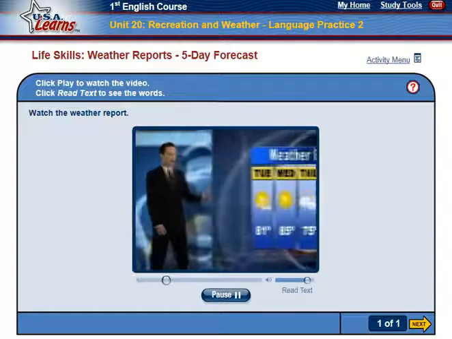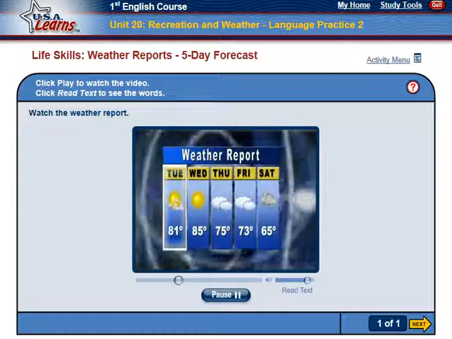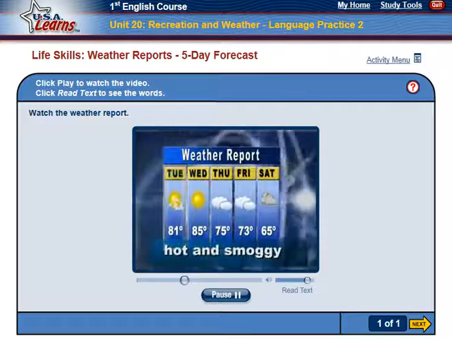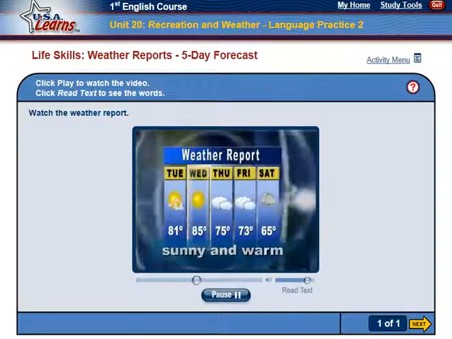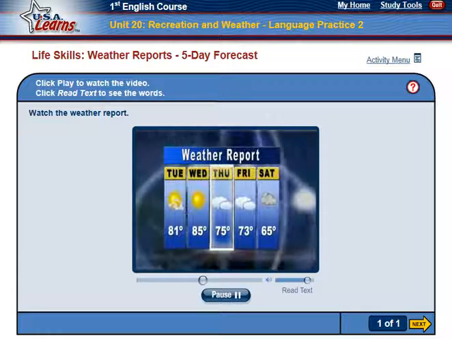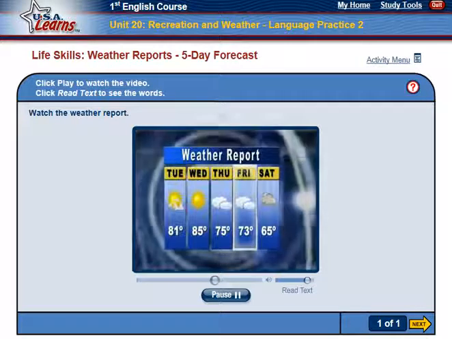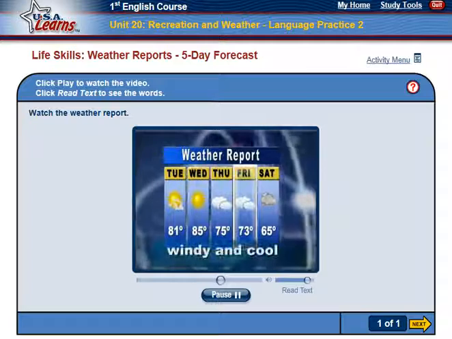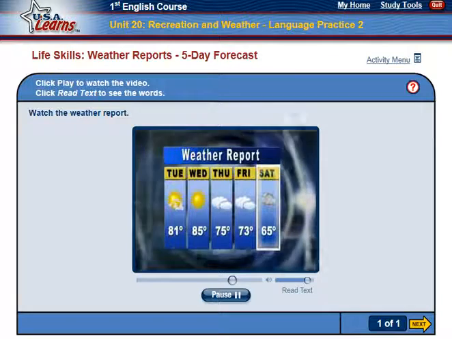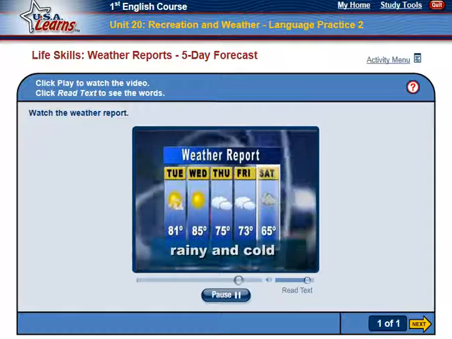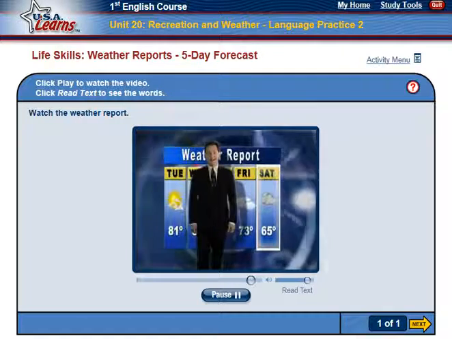Tomorrow, Tuesday, it's going to be hot and smoggy. On Wednesday, it's going to be sunny and warm. On Thursday, it's going to be foggy and cool. On Friday, it's going to be windy and cool. And on Saturday, it's going to be rainy and cold. I'm sorry if you have weekend plans because it's going to be stormy all weekend. Well, that's my weather report. Good night.